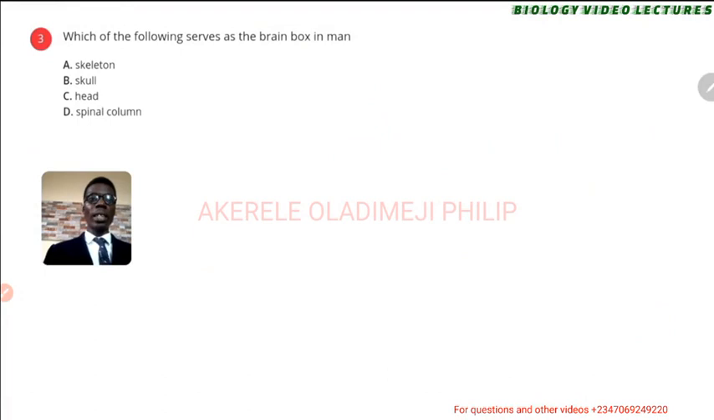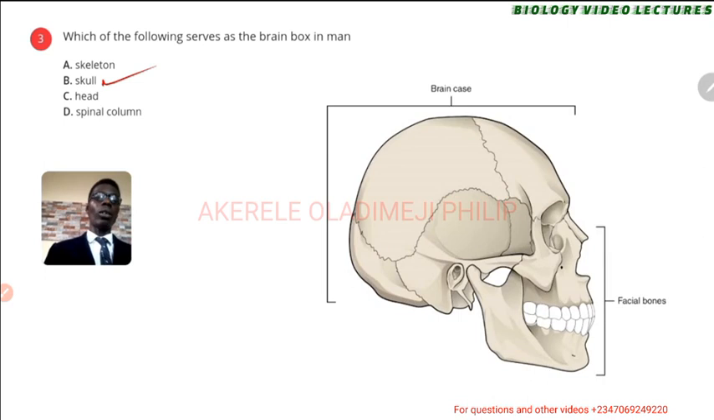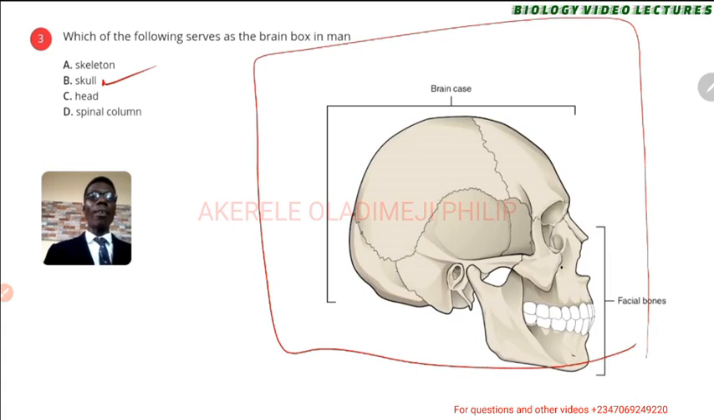Which of the following serves as the brain box in human? Okay, the brain box is meant to be a bony structure, so that's going to be skull. Let me explain something. The answer is skull. Really, this is the entire skull as it were. However, the brain is actually found in this part called cranium, which is called brain case, while this other part is called facial bone.